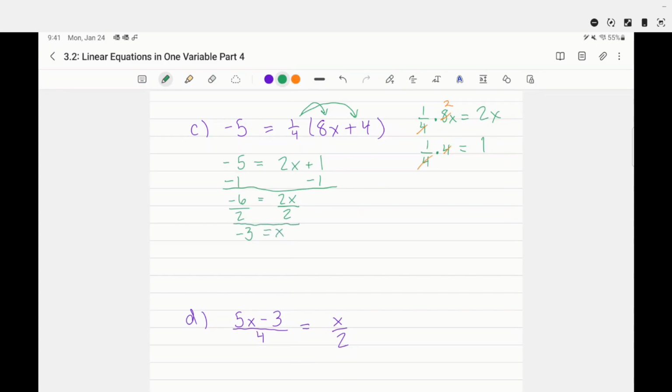Now, this was just a happy coincidence when I distributed the 1/4. The two answers I got over here were both integer answers. Sometimes, even after you distribute the fraction, you'll be left with a fraction, and you would just clear the denominators like we did in A and B.